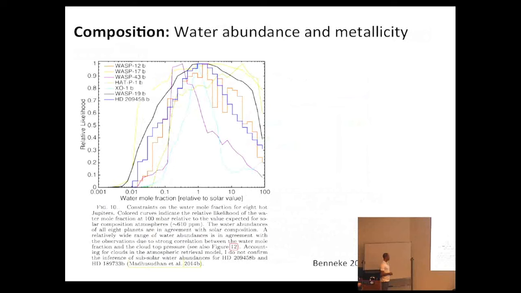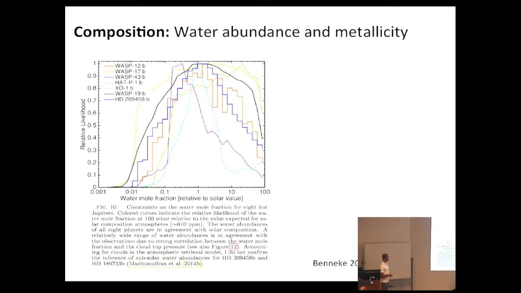This is a paper by Björn Benneke that was put out last year. It's on the archive. Here's his figure. So Björn looked at transmission spectra taken with HST with C3 for a number of giant planets. And so this is kind of a confusing plot. But the one I want you to look at is this dark blue line. This is his result, his model retrieval for HD 209458b. And you'll see this is a log scale. This is covering five orders of magnitude for his posterior distribution on water.